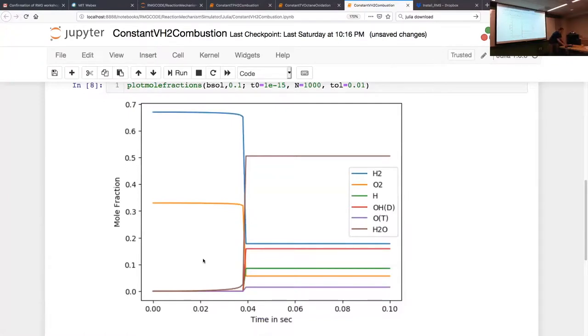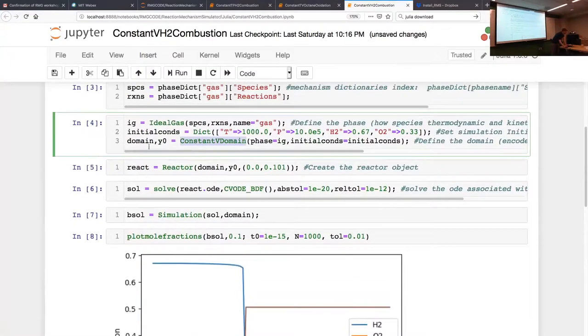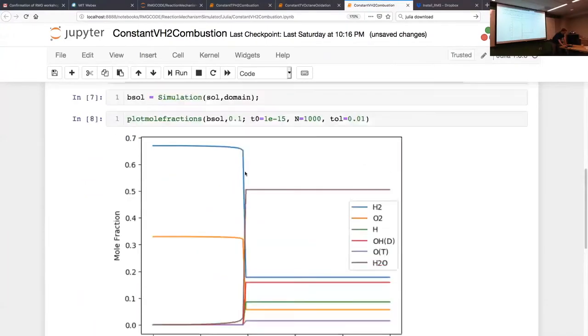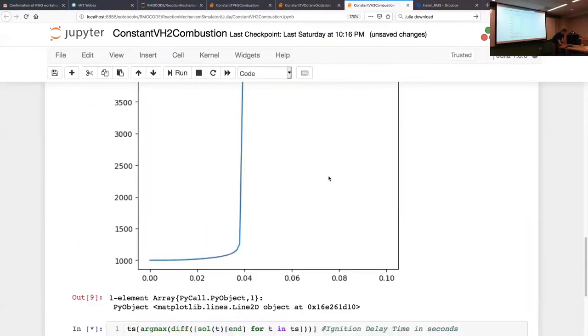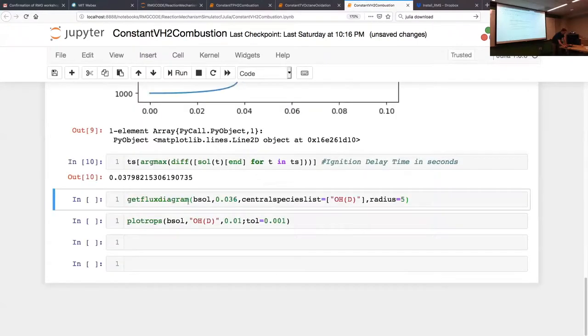For practical purposes, this is a typical way of simulating an RCM or a shock tube, although there's a little bit of debate on the shock tube. I think some people think it might be better to simulate it as a constant pressure. But this is how you get ignition delay times. And as you can see quite clearly, there's an ignition event here. So this is the temperature plot, and then we can get the ignition delay time here. And we can also get flux diagrams here.